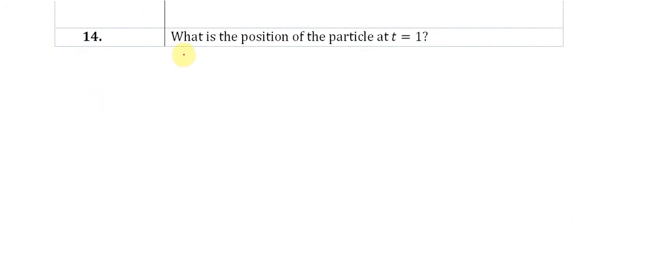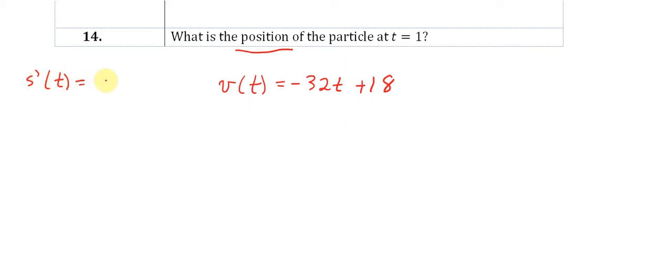Now finally, we have a question that's very tricky. What is the position of the particle at t equals 1? Notice that all we're given here is the velocity function. We know that this is equal to negative 32t plus 18. Now keep in mind that the derivative of the position function is equal to the velocity function. So we know that the derivative of the position is equal to negative 32t plus 18, and we're asked to find what is the position function.